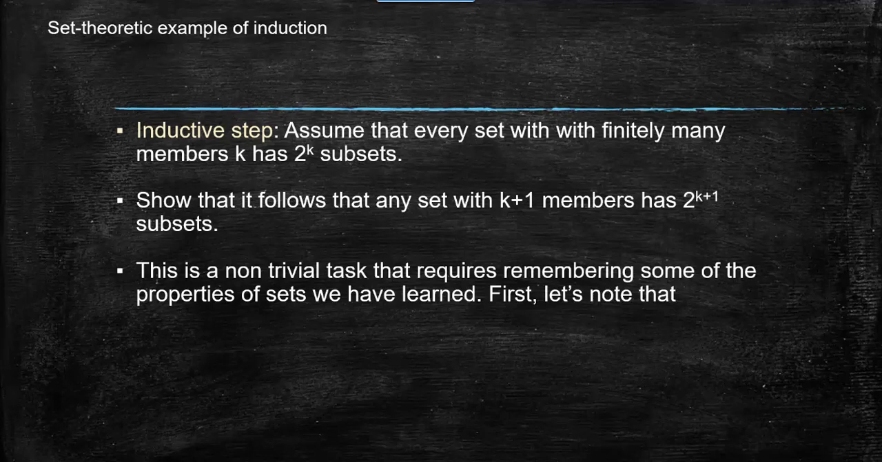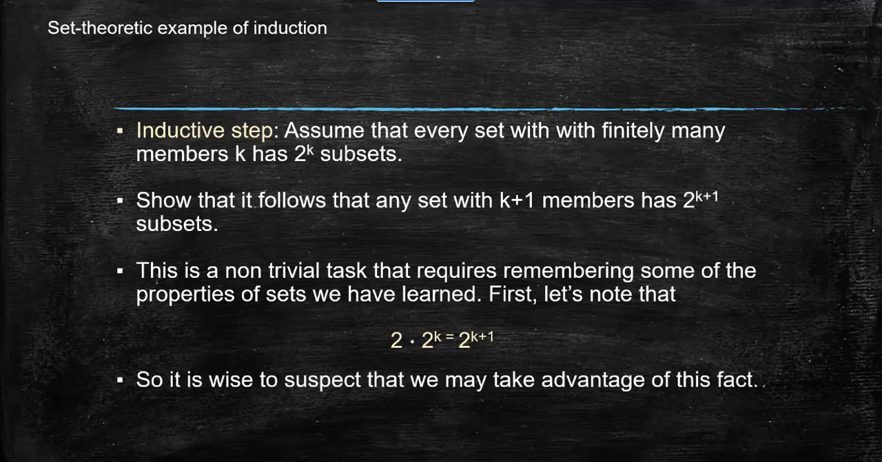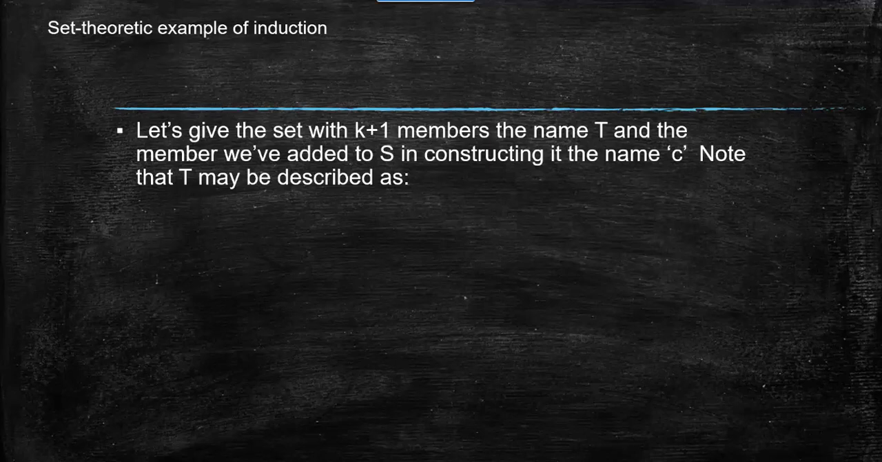So first, let's note that 2 times 2 to the k equals 2 to the k plus 1. We actually used that property in a previous demonstration. So it is wise to suspect that we might take advantage of this fact. You just never know. And let's give the set with k plus 1 members the name T, and the member we've added to S in constructing it the name C. So note that T then may be described as T equals S union the set that contains C.